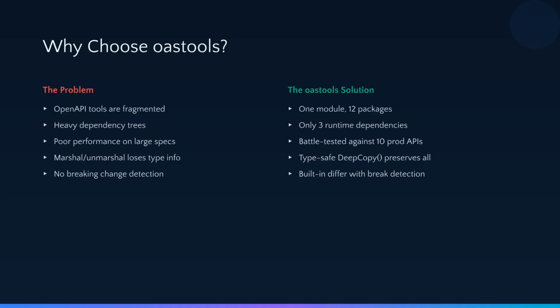Let me paint the picture of why OAS Tools exists. If you've worked with OpenAPI and Go before, you've probably used a combination of tools, maybe Kin OpenAPI for validation, oapi-codegen for generation, and custom scripts for everything else. Each tool has its own dependency tree, its own document model, and its own quirks. OAS Tools replaces all of that with a single cohesive Go module. Parse once, then you can validate, fix, convert, diff, and generate, all using the same parsed document object you have in memory.